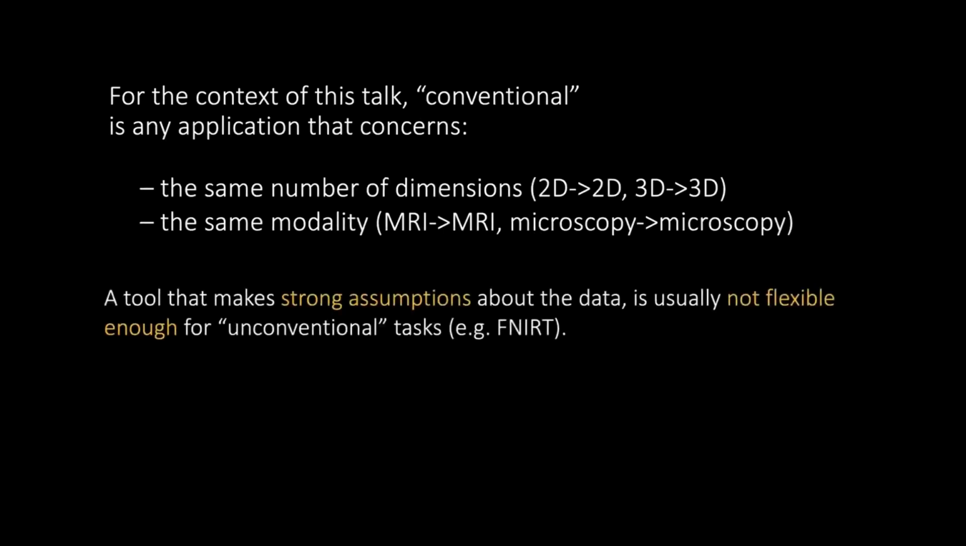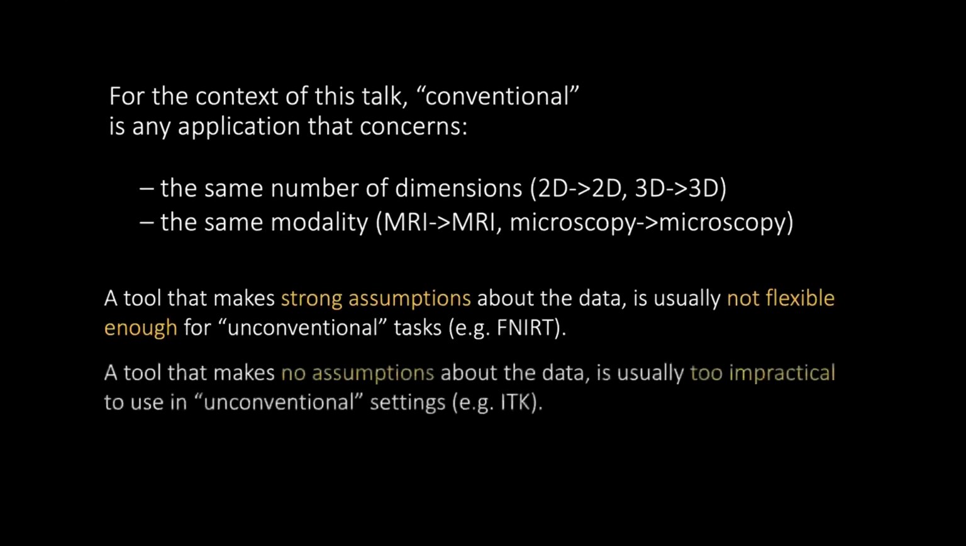So what we found is that a tool that makes strong assumptions about the data is usually not flexible enough for these unconventional tasks when you have to register 2D to 3D or MRI to microscopy. That is an example of NiftyReg and FSL. A tool that makes no assumptions about the data is usually too impractical to implement in an unconventional setting, and it requires a dedicated person to work on that. Let's say ITK for that reason. So with TIRL, we aim to hit a compromise between these two extremities.